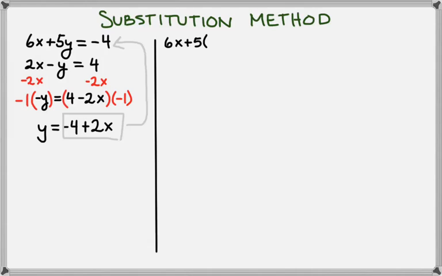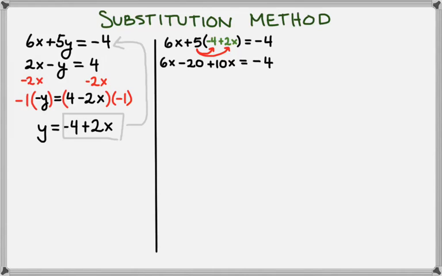So here we'll have 6x plus 5, and then instead of y, we're going to put in negative 4 plus 2x. Notice how now we've completely gotten rid of y, and so this is just a normal equation with one variable that we're going to solve. So the first thing that we need to do is get rid of the parentheses, and so we'll distribute. We have 5 times negative 4, that will be minus 20, and we have 5 times 2x, which will give us 10x, and that's still equal to negative 4.